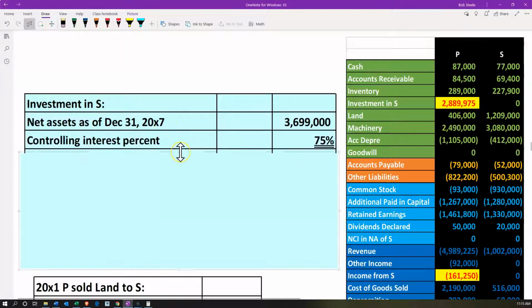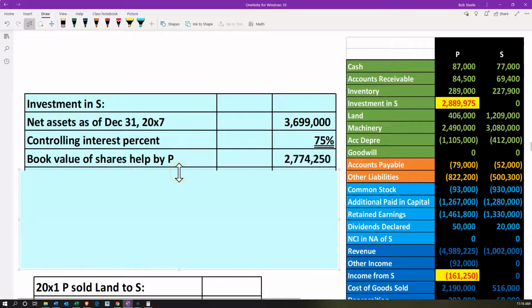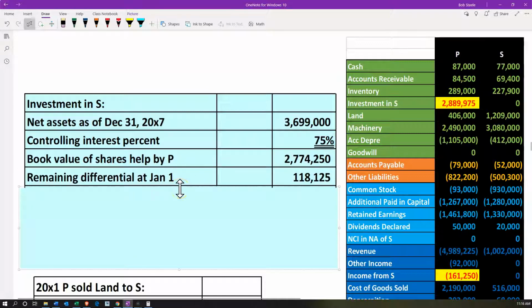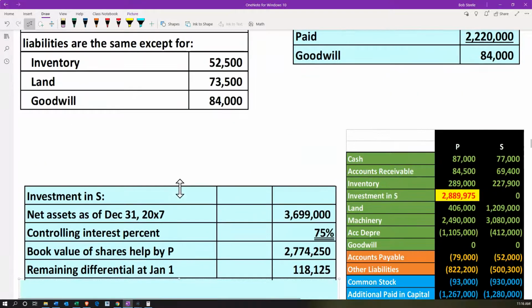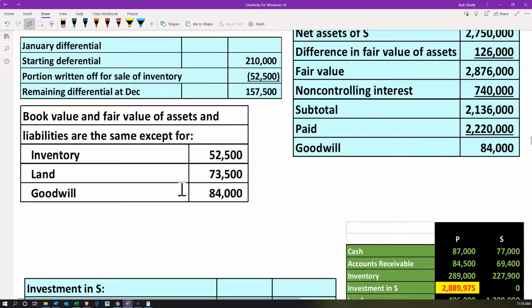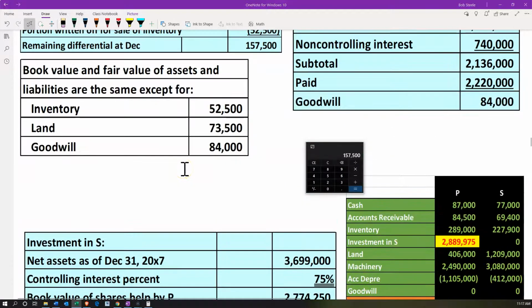Then we're going to be taking the controlling interest percentage of that, 75%, and that would give us the book value of the shares held by P. So you would think then that that would be what would be recorded here on P's books for the investment in S, if S's books were reflecting everything they should be reflecting, but they're not, because in the consolidation process we're going to make changes to it. So we're going to have to say that's what it would have been, but then there's this remaining differential we have to deal with, which we calculated up top.